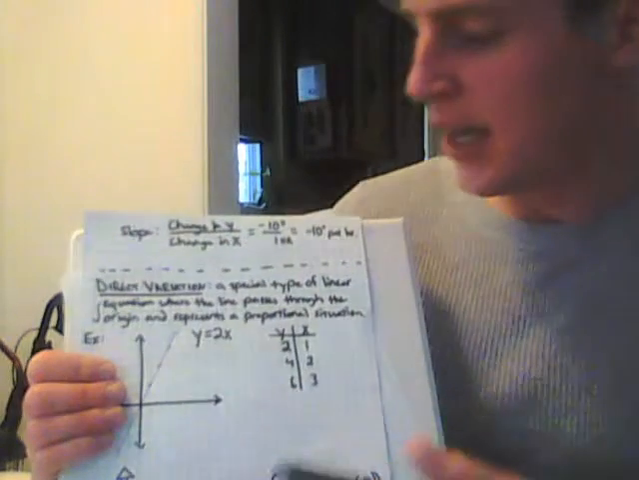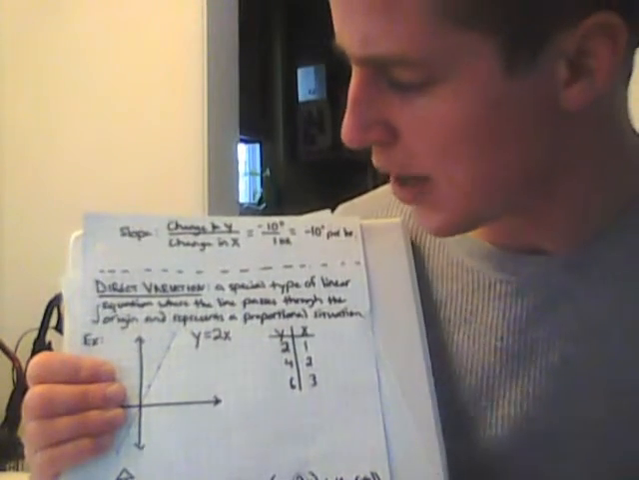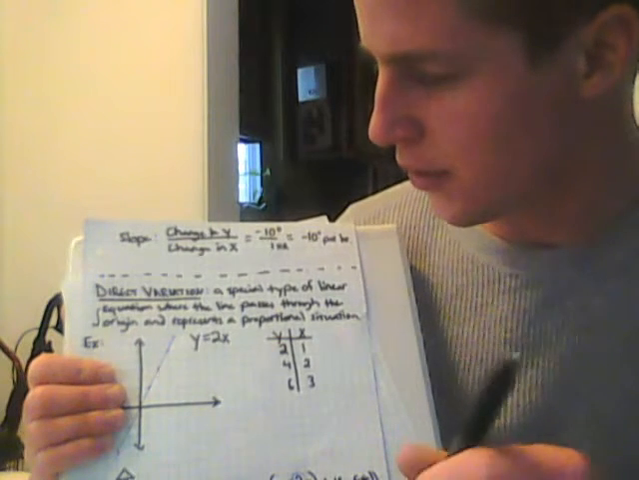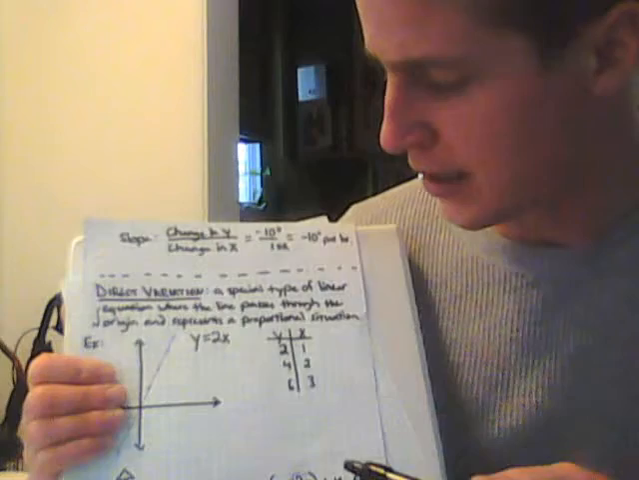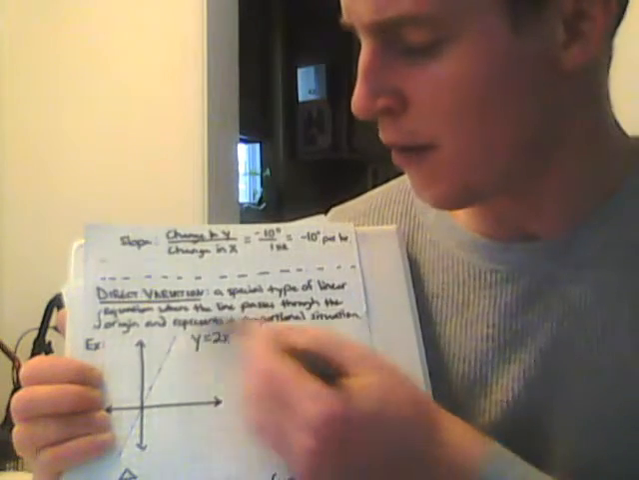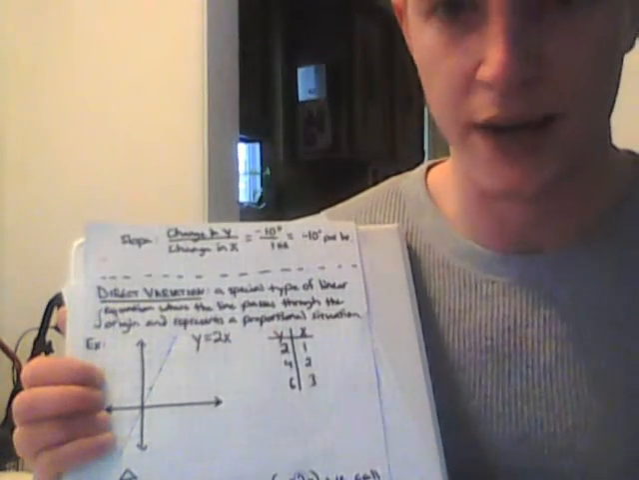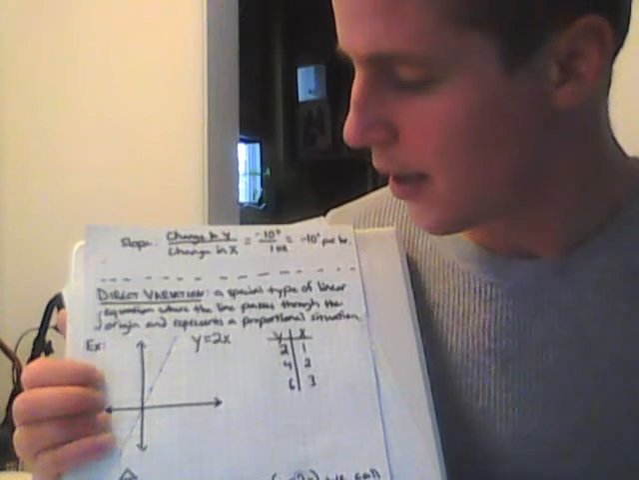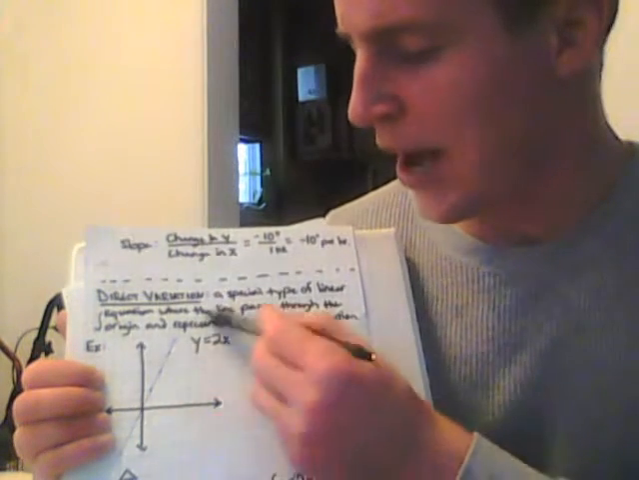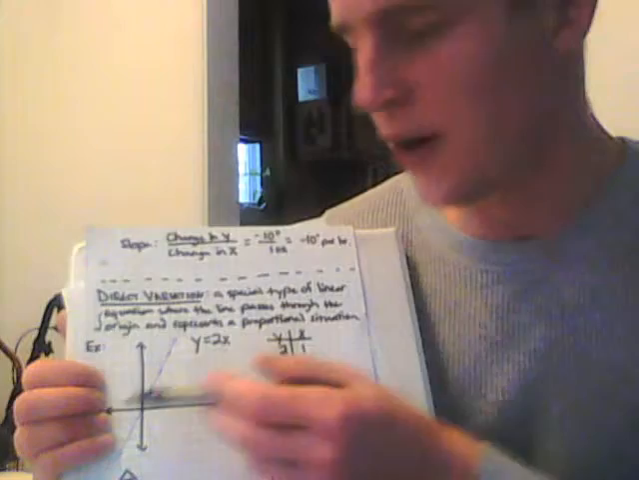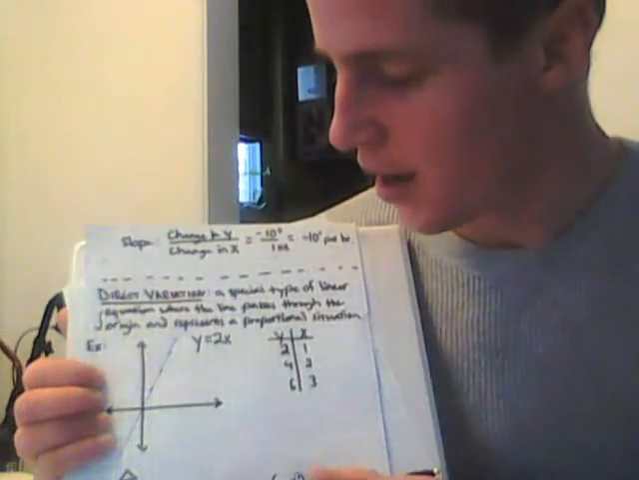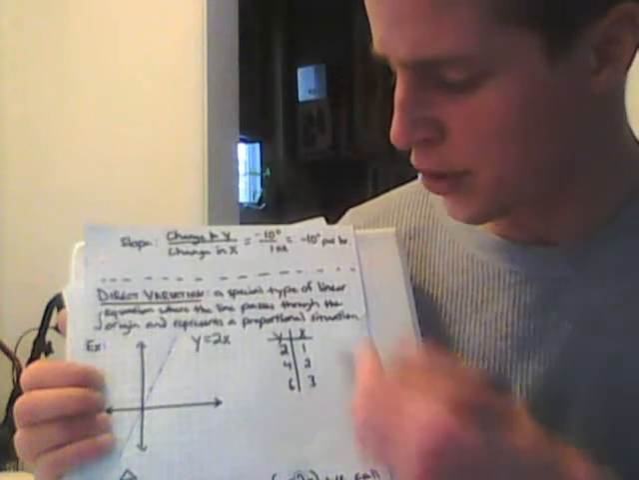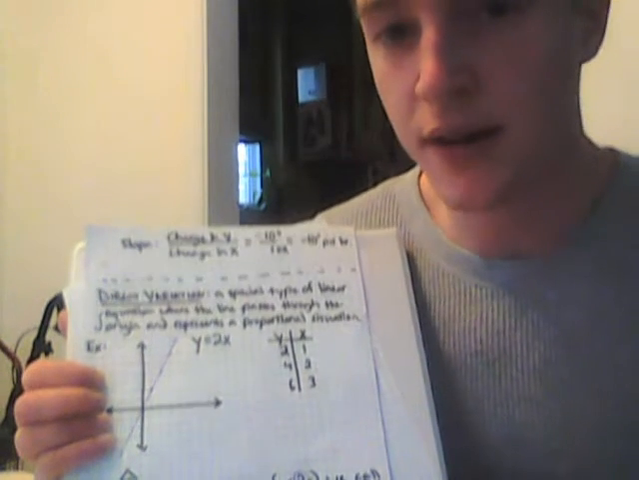Direct variation is a special type of linear equation where the line passes through the origin and represents a proportional situation. All right, so for example, let's look at y equals 2x. This is the line of y equals 2x. Now, does it pass through the origin? It does. Check. All right, now does it represent a proportional situation? Well, let's talk about that.